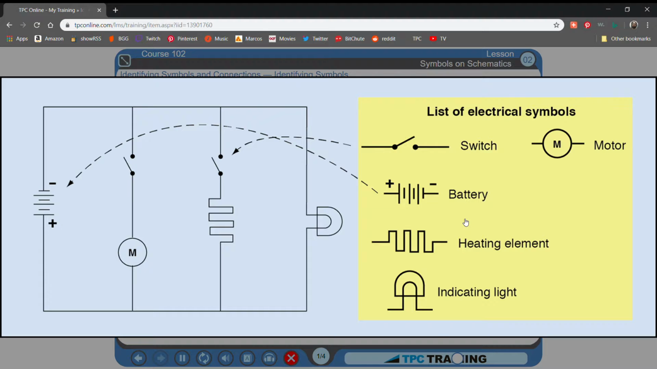This diagram shows how to match symbols on a schematic with the meaning shown in a legend. The schematic drawing of an electric circuit on the left includes a legend, shown on the right, listing the symbols. Arrows from the legend to the schematic show how some of the symbols match up.